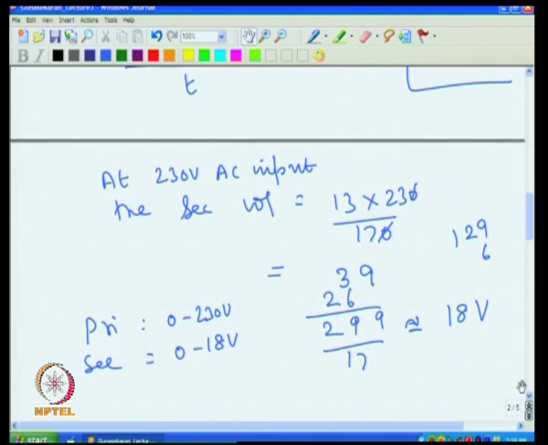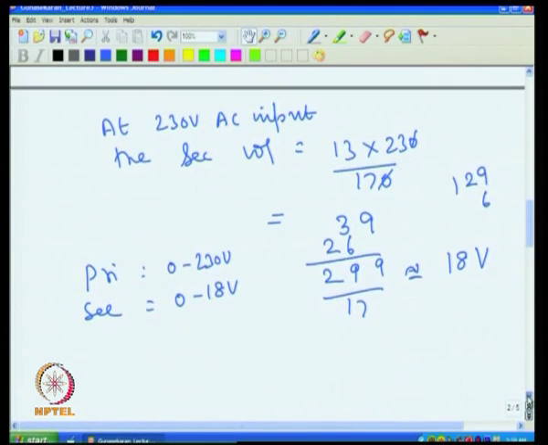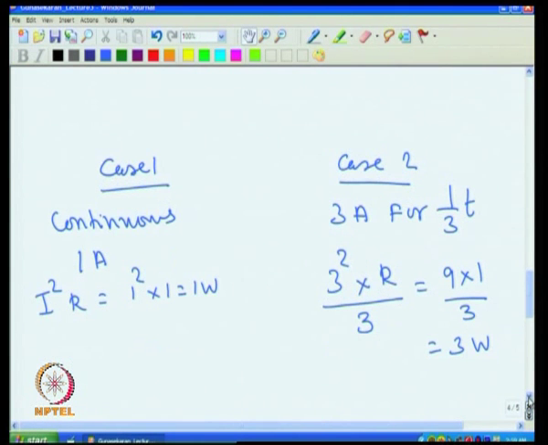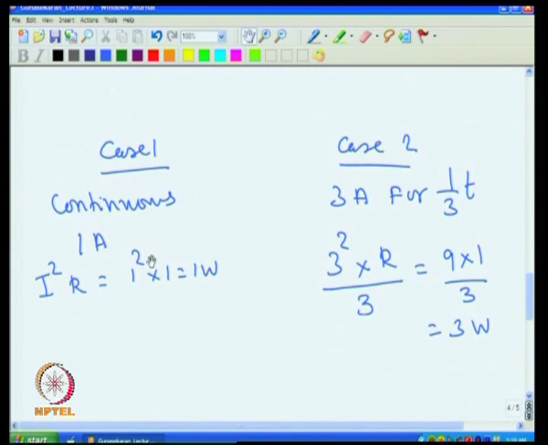Then I showed you how to compute the secondary voltage. For example, for primary 0 to 30 volt, you need a secondary of 0 to 18 volt. I also showed you that if the conduction angle is small, for example, for 1 ampere current, if the conduction is continuous, you will have 1 watt loss in the transformer. Here we have taken 1 ohm as the equivalent secondary resistance of the transformer, and for 1 ampere the loss will be 1 watt.